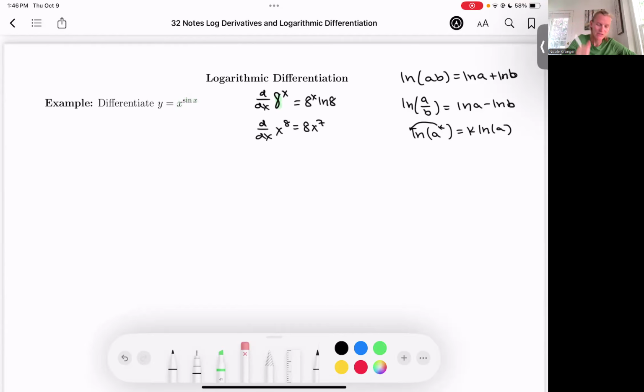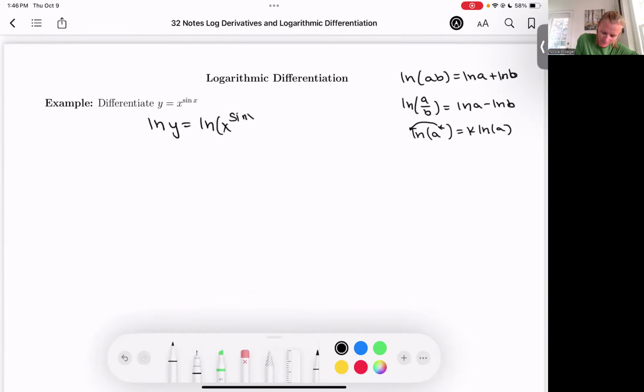So the way that we're going to deal with this is we need to get the variable out of the exponent here. So what we're going to do is something called logarithmic differentiation. What that's going to mean is that before we take a derivative, we're going to take the natural log of both sides of the equation so that we can simplify that exponent. So to do logarithmic differentiation, we start out by taking the natural log of both sides of our equation. So we have ln of y is ln of x to the sine of x.